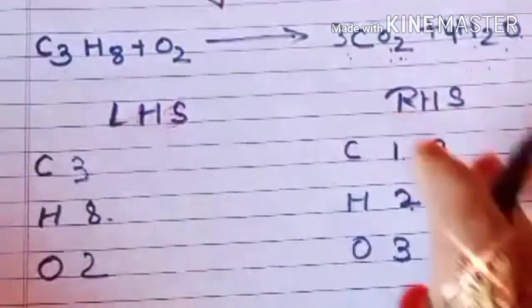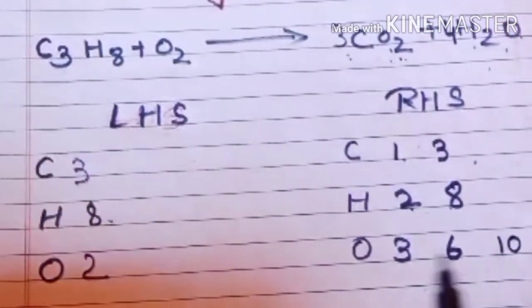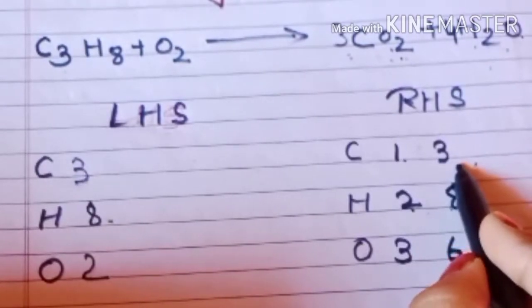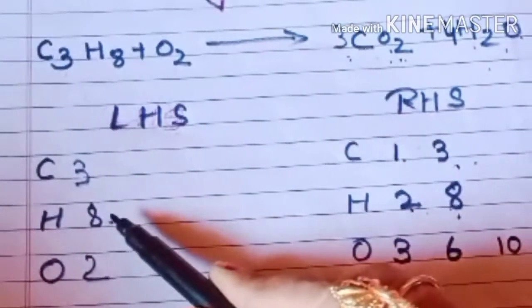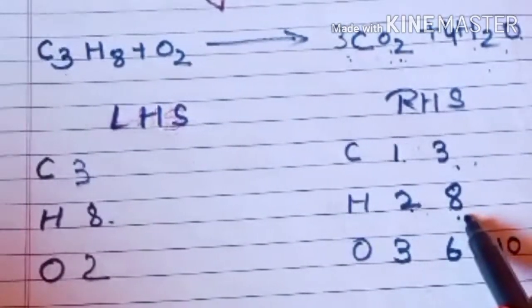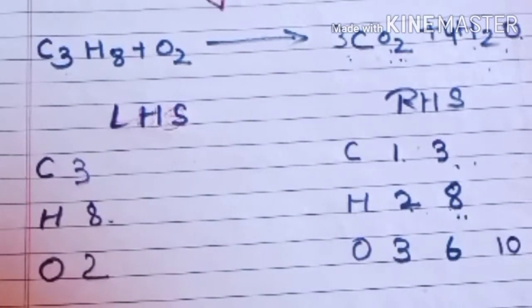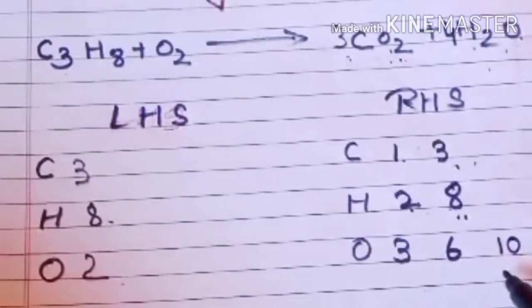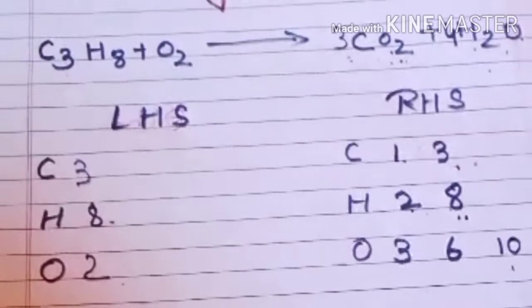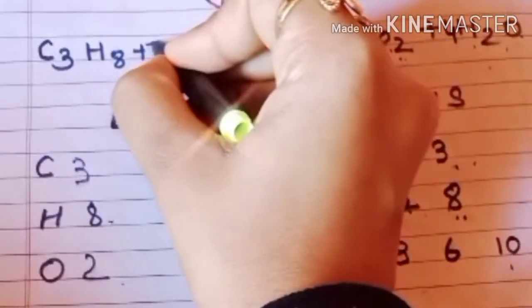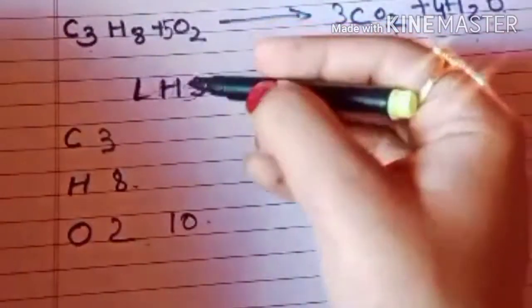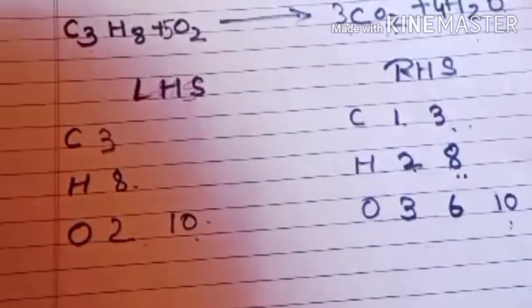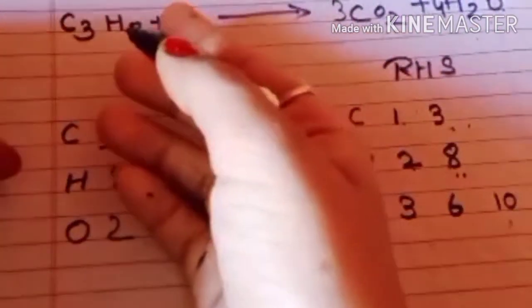Now compare. Carbon, you have 3 on LHS, 3 on RHS, balanced. Hydrogen, you have 8 on LHS and 8 on RHS, balanced. But oxygen, you have 2 on LHS but 10 on RHS. Simply you multiply by 5, then check here 3, 8, 10 and here 3, 8, 10. So this equation has balanced.